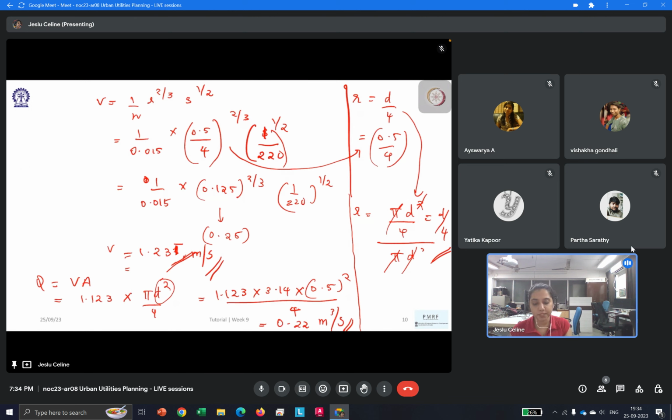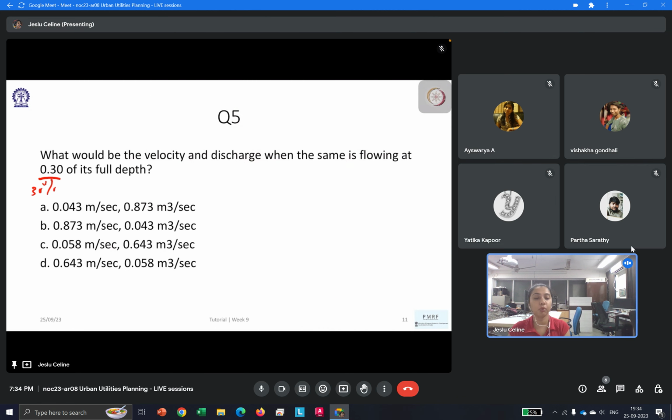Now comes the next part. What would be the velocity and discharge when the same is flowing at 0.3 of its full depth? Which means it's only 30 percent. When you say full flowing, it's 100 percent. Half flowing is 50 percent. And now 0.3 means it's 30 percent of the full depth. How do we go about this?